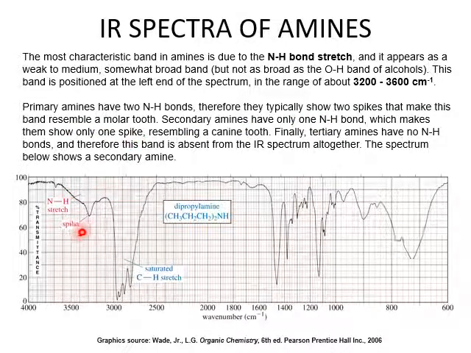Oh, okay. So this is actually the secondary amine. So yes, you can see N bonded to carbon chains and one H bond. So finally, tertiary amines have no NH bonds, and therefore this band is absent from the IR spectrum altogether.